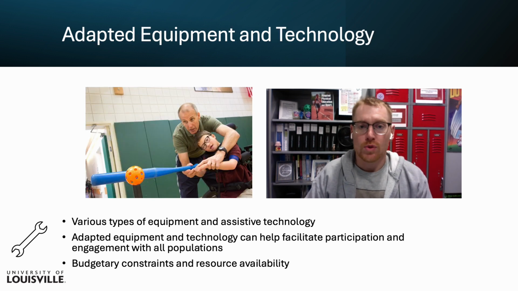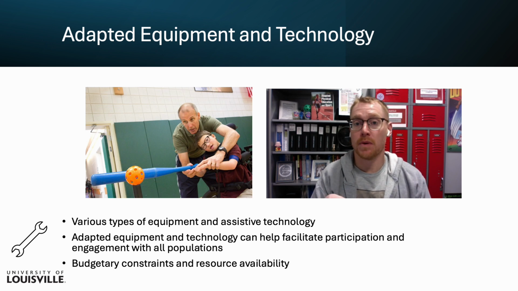Adaptive equipment plays a crucial role in facilitating the participation and engagement of students with disabilities. From specialized sports equipment to mobility aids and sensory tools, there is a wide range of adaptive equipment available to support your students' physical activity needs. Assistive technology can also enhance student participation in physical education by providing them with additional support and accommodations. Communication devices, adaptive computer programs, and mobile apps are just a few examples of assistive technology tools that can help students access and engage in physical activity.